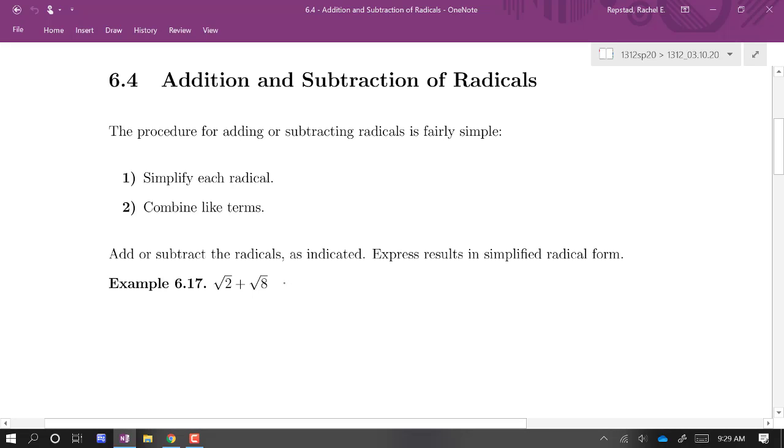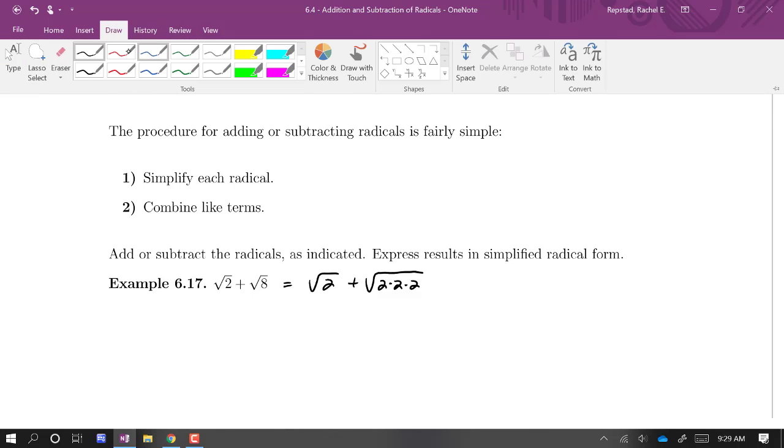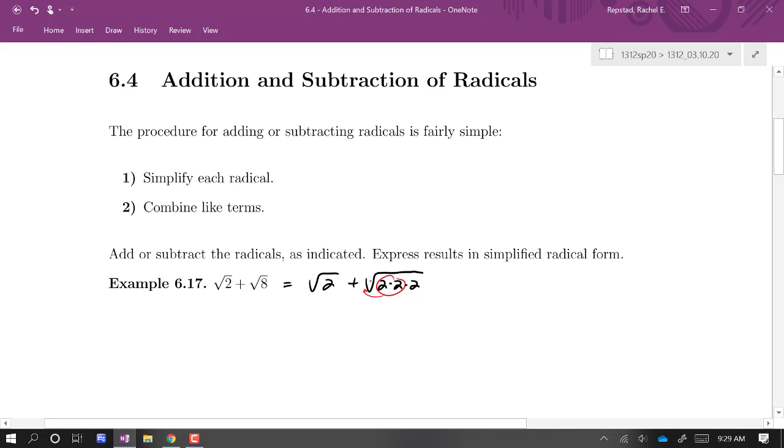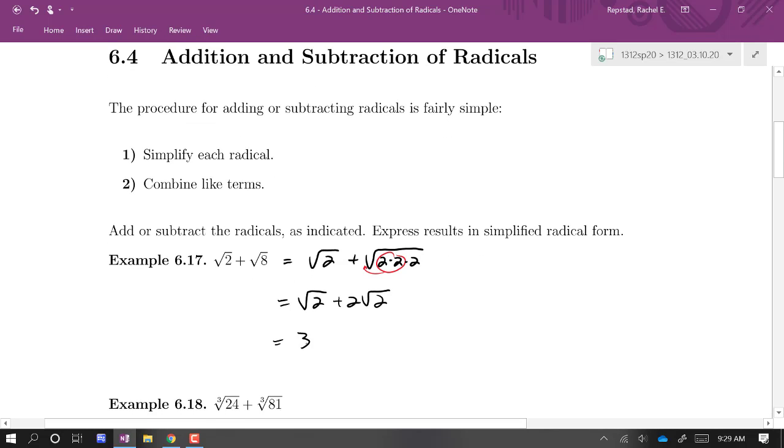So root 2 is already simplified, but 8 we could factor. It's 2 times 2 times 2, and there's our pair of 2's. We got a pair of 2's, we could bring 1 out. So we have root 2 plus 2 root 2, and now we can combine like terms. Altogether we have 3 root 2.